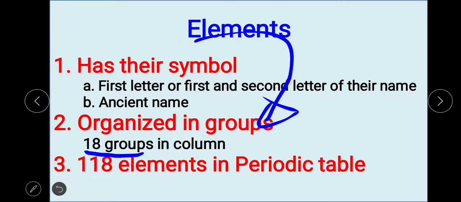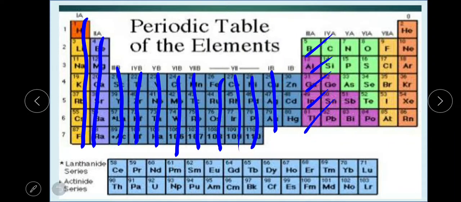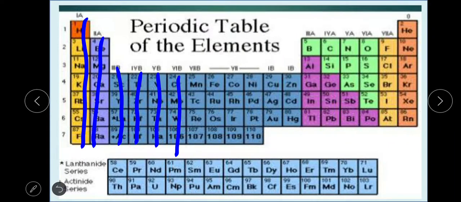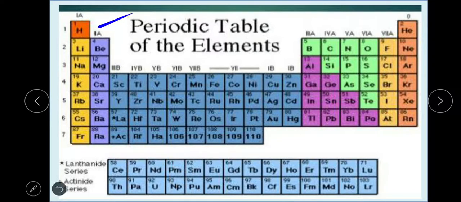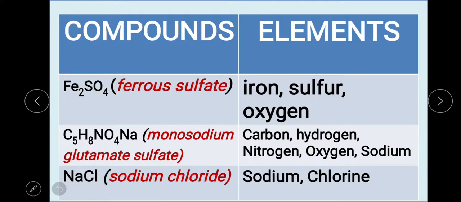The third one is there are 118 elements in the periodic table. If you count them all, they will total up to 118. Number 1 is hydrogen. Number 2, 3, 4, 5, 6, 7, 8, 9, 10, 11, 12, and so on and so forth. Total 118 elements in the periodic table. Just check your own periodic table of elements.